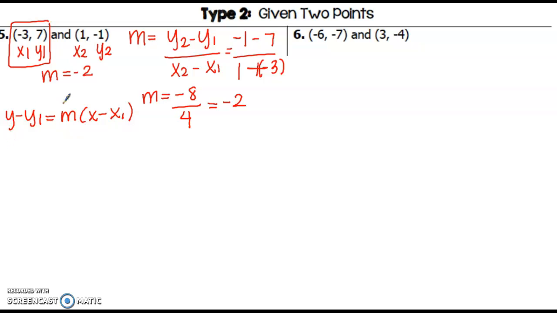So same steps as before. y minus my y1, which is 7, is equal to m times x. Actually, we have our m, don't we? Let's see, we have, oops. So y minus 7 equal to my slope of -2, times x, which I don't know, minus my x1, which is up here, and it is a -3.